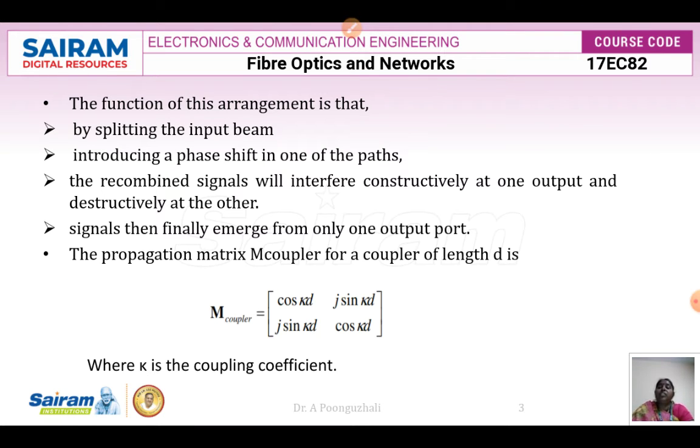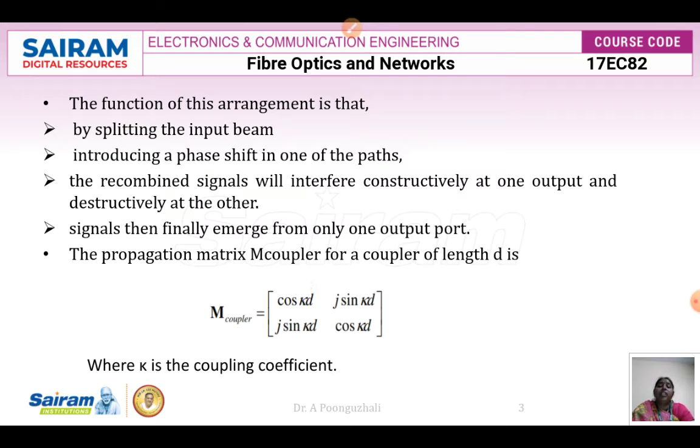So the function is: the first 3 dB coupler splits the input beam, second, a phase shift is introduced in one of the paths, and third, the signals are recombined, interfering constructively at one output and destructively at the other. As a result we get the output at only one output port. Here the propagation matrix of this M coupler for a coupler of length D is given as cos KD, where K is the propagation factor and D is the distance in the 3 dB coupler.